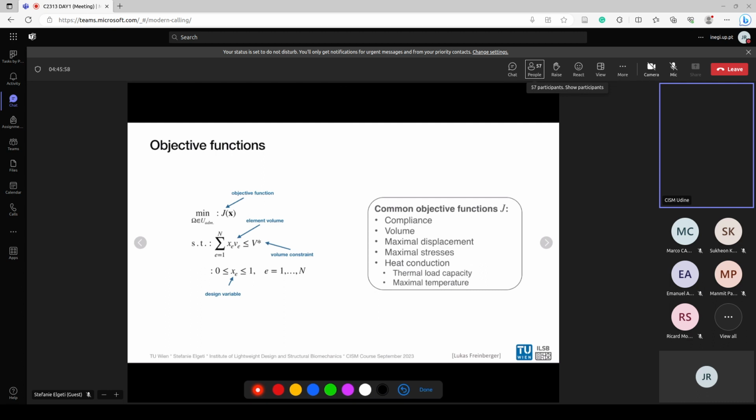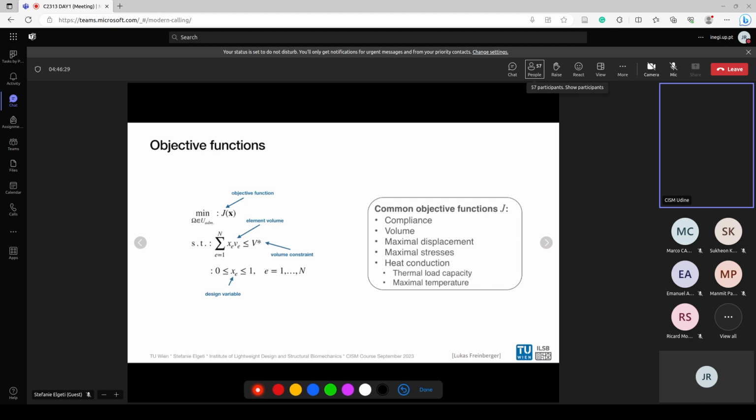I can also switch it around. So this would be the compliance as the objective. I can also use the volume as the objective function, and I can try to minimize the volume. At that point, I have to put a constraint on the stiffness, because otherwise, if you minimize the volume, everything is gone. Perfect. So you always have these two components that have to interact.